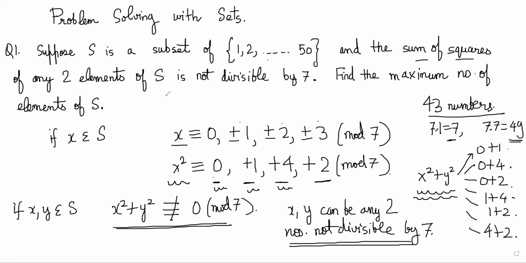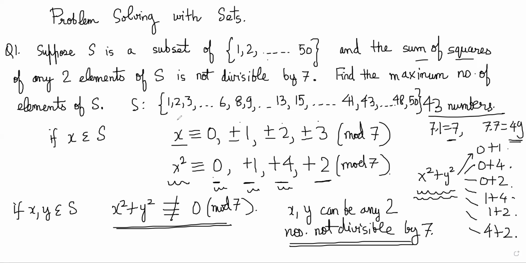So basically what I'm saying is, if you construct a set S which has 1, 2, 3, 6, and then you skip 7, you get 8, 9, 10, 13, and then you skip 14, and 15, and so on, 41, 43, and then you go on to 48, and then you skip 49 and you write 50, right? This set that I have written right now consists of 43 numbers. What are these 43 numbers? These 43 numbers are the numbers which exclude the numbers divisible by 7, right?